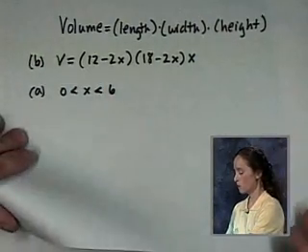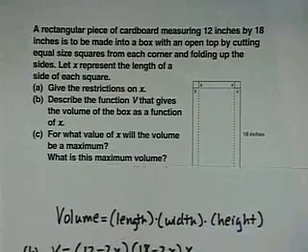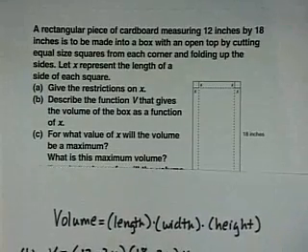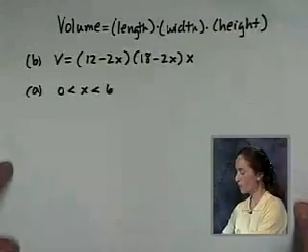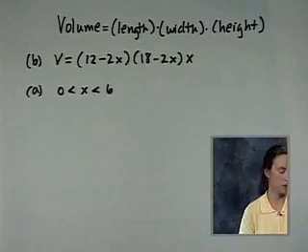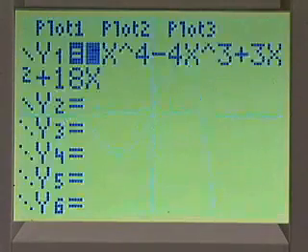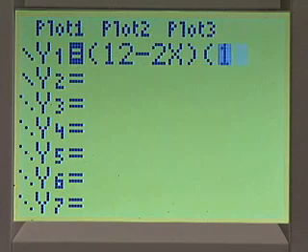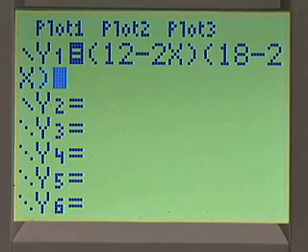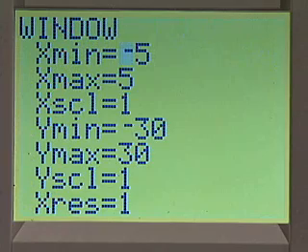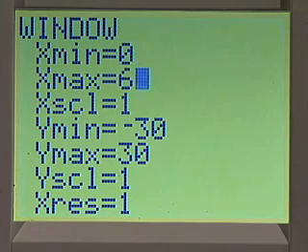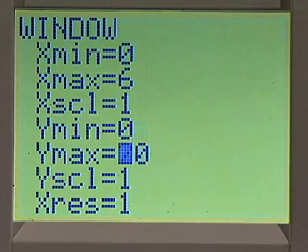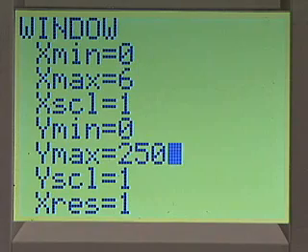The next question, part C of this problem, said, for what x value will the volume be a maximum, and what is this maximum? Let's use a graphing calculator to help answer this question. On our calculator, we want to put in the volume, 12 minus 2x, 18 minus 2x times x. We need to set a window. I'm going to choose 0 to 6, my restrictions on x. And then, planning ahead, I'm going to use 0 and 250 for my y values. Here's a graph.